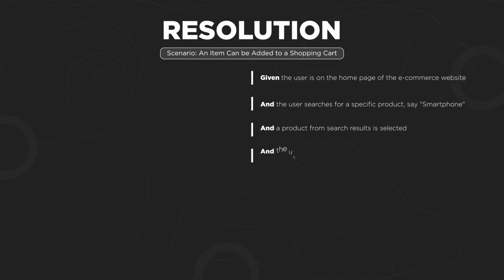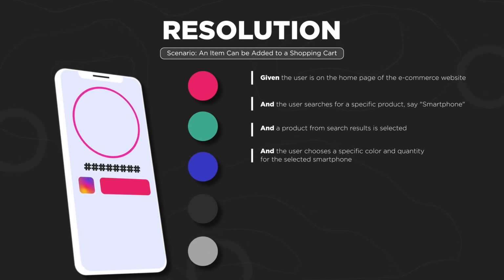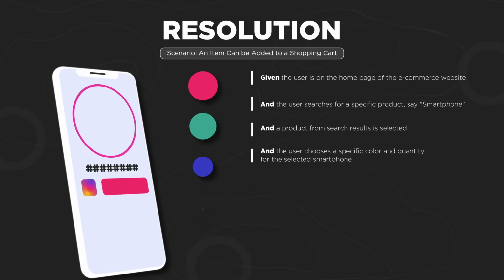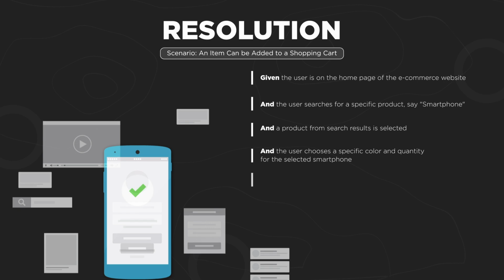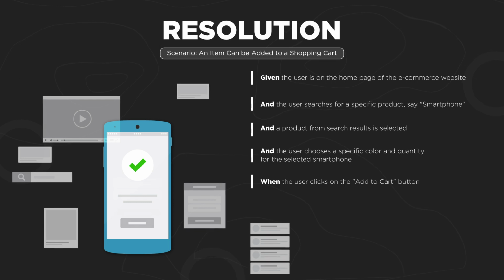The next step is: and the user chooses a specific color and quantity for the selected smartphone. Here, the user customizes the selected product by choosing a specific color and quantity. This step enriches the scenario by incorporating user choices and preferences. It's crucial to consider scenarios where users interact with the website in a personalized manner, reflecting the real-world usage of an e-commerce platform. The action step here is: when the user clicks on the Add to Cart button.